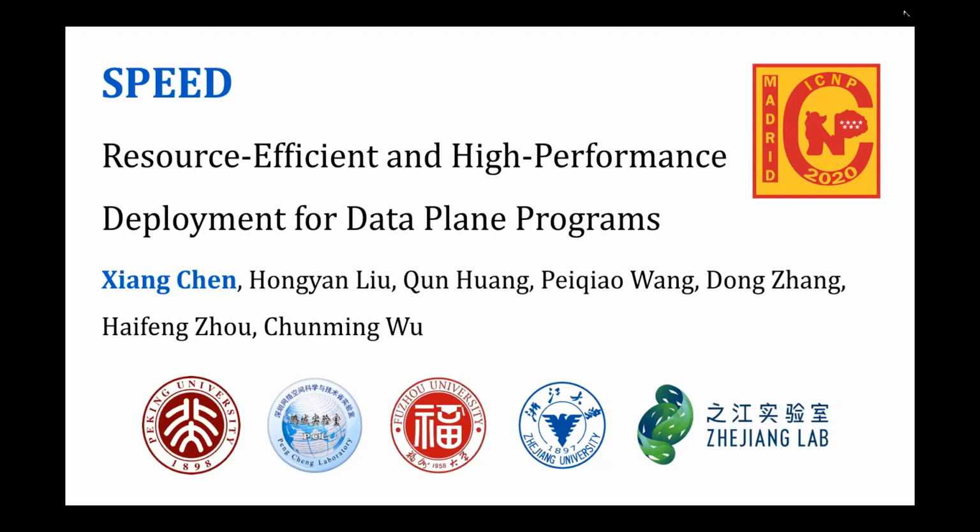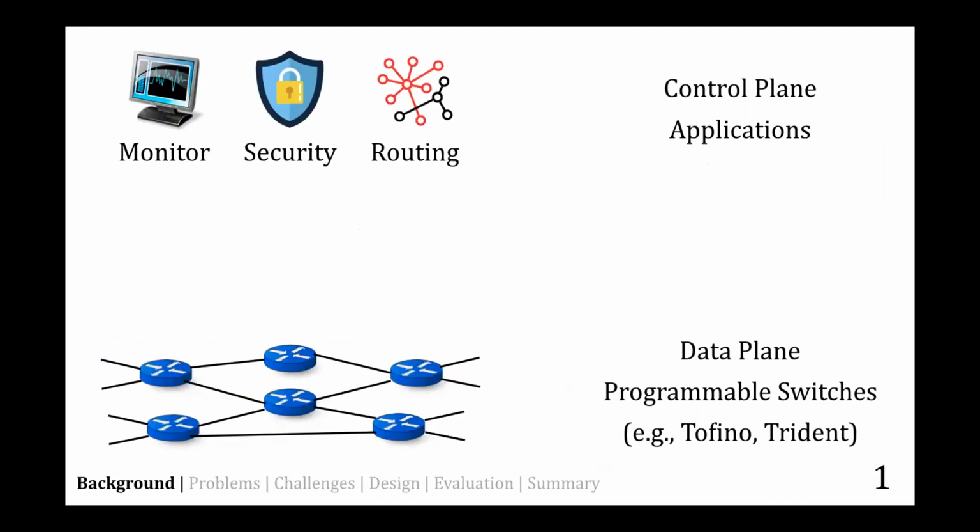This is a joint work by Peking University, Pengcheng Lab, Fuzhou University, Zhejiang University, and Zhejiang Lab. In programmable networks, the data plane and the control plane are separated. In the data plane, there exist many programmable switches, such as Barefoot Tofino switches and Broadcom Trident switches. Moreover, the control plane runs many network management applications, such as traffic monitoring, network security, and traffic routing.